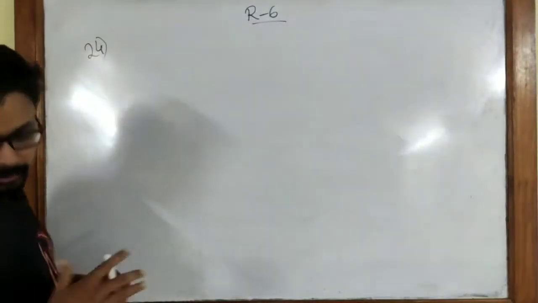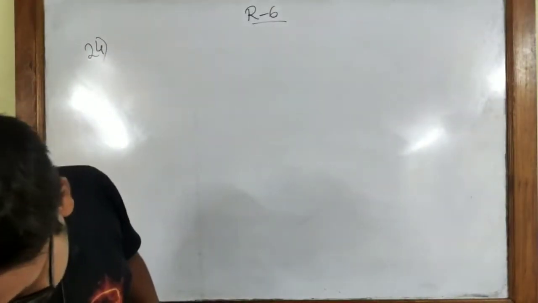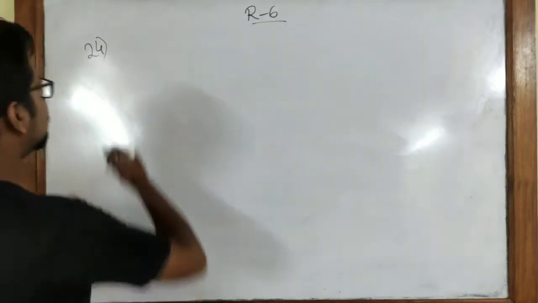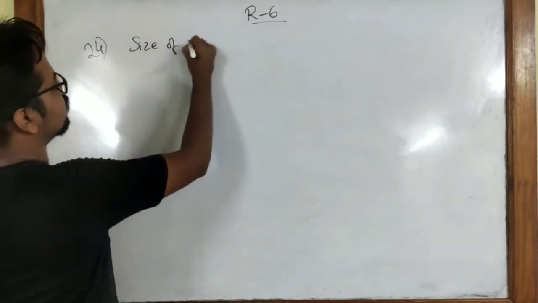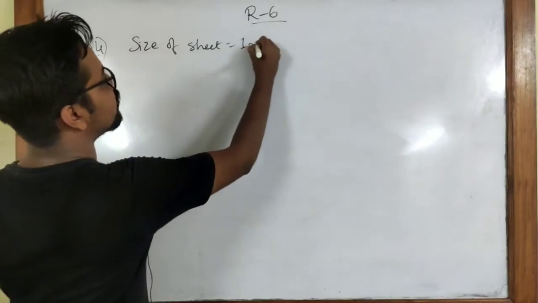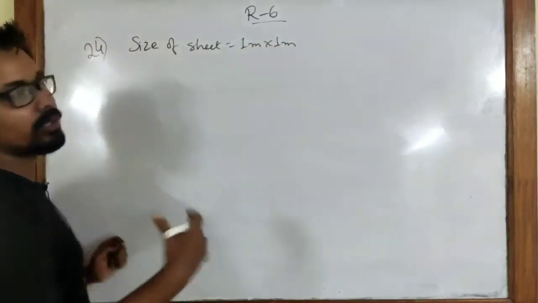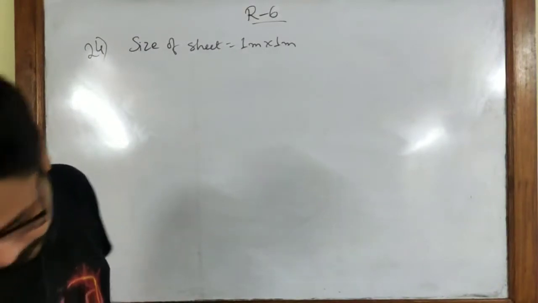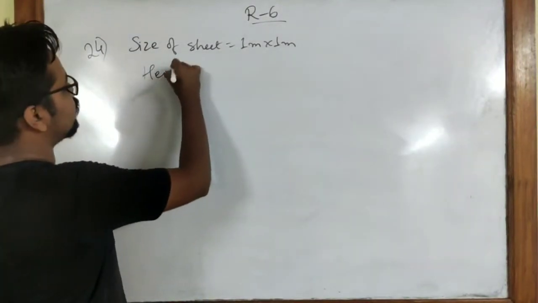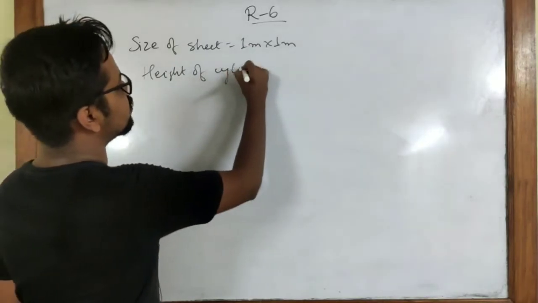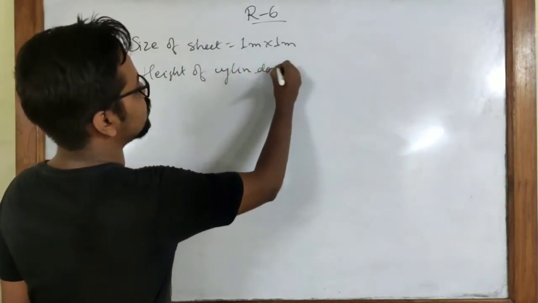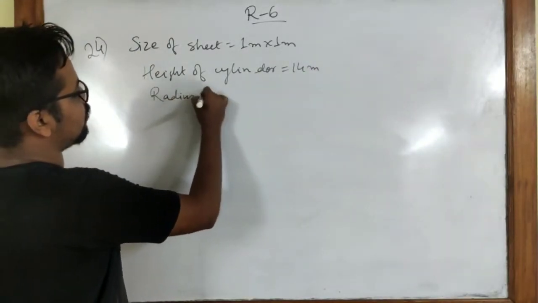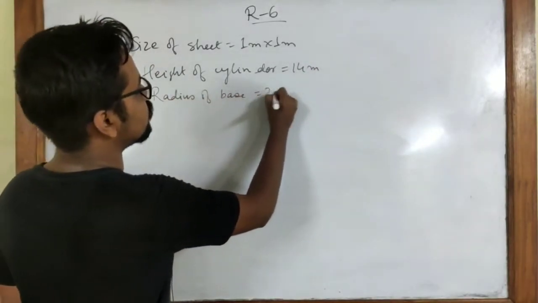Okay, so what is given, we have been given the size of the sheet. So size of the sheet is equal to 1 meter into 1 meter, that is length and breadth, it is a square, so it is the same. And height of the cylinder is given as 14 meter, and radius of base is given as 2 meter.